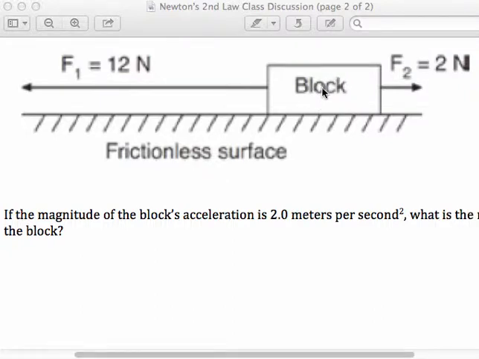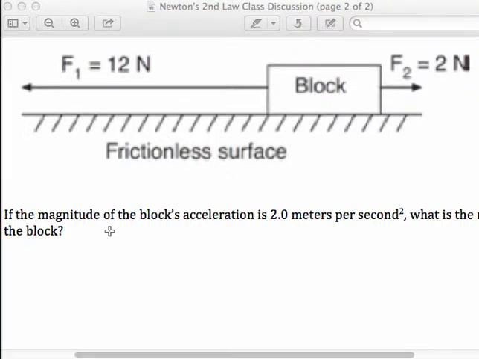So here we have a picture of a block on a frictionless surface, and it's experiencing two forces, a force to the left of 12 newtons and a force to the right of 2 newtons. Whoever made this sheet was real nice because they gave us basically a free body diagram. We don't even need to make one. It says, if the magnitude of the block's acceleration is 2 meters per second squared, what is the mass of the block?